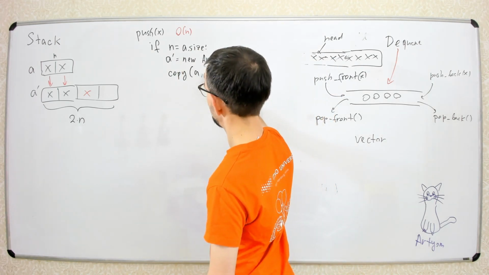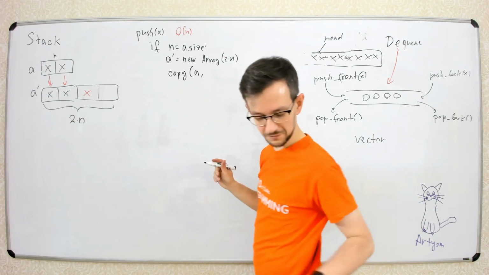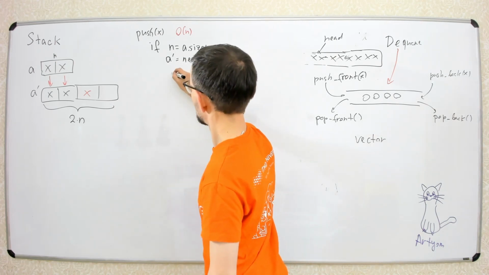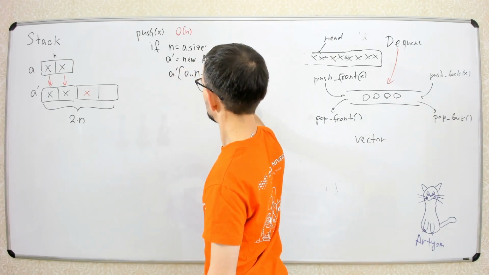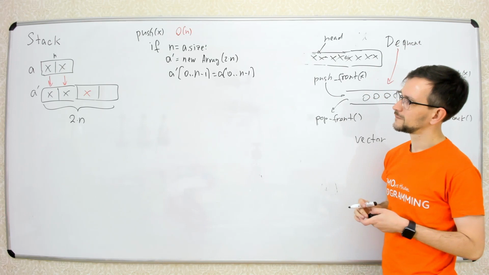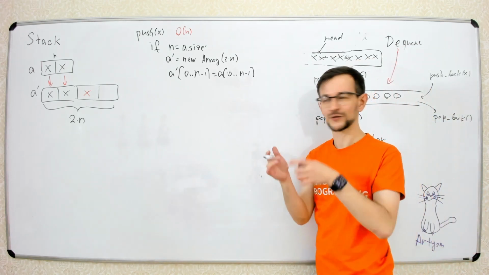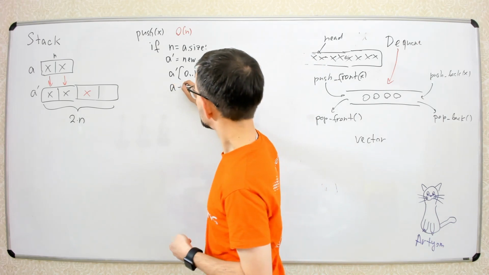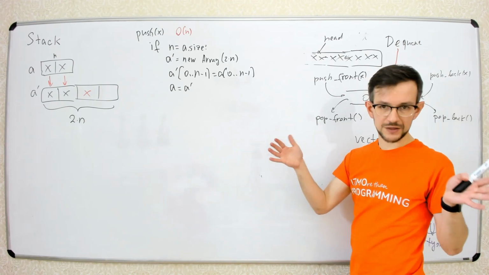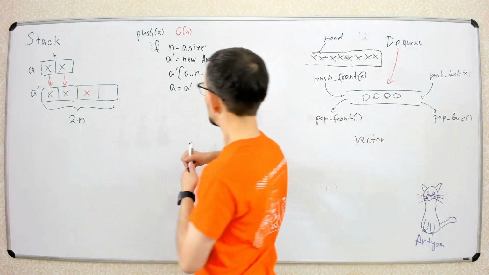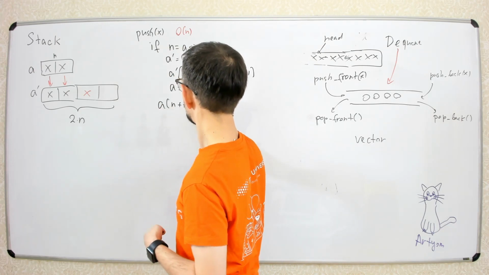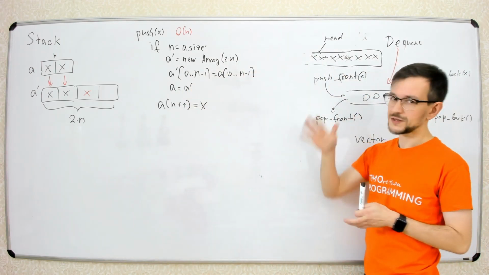Let's say like this from A. Let's say A prime from 0 to n minus 1 equals A from 0 to n. It's a special operation to copy this part of the array, and just assign it to A. That's all. That's how you extend the size of the array. And now we have this to push the element x. So let's say now A[n++] = x. That's all. That's the modified push operation.